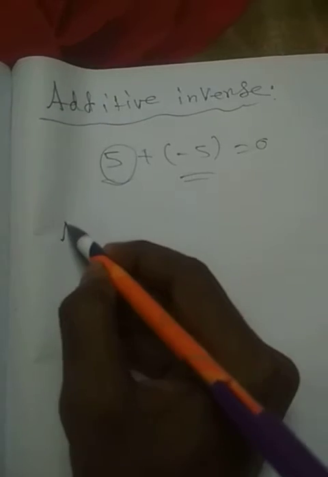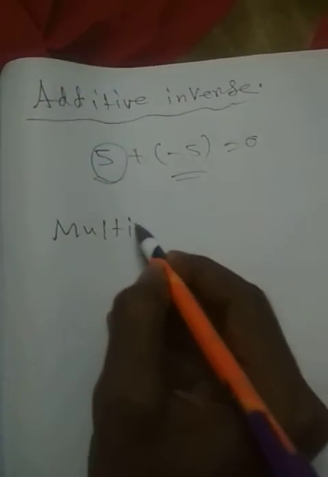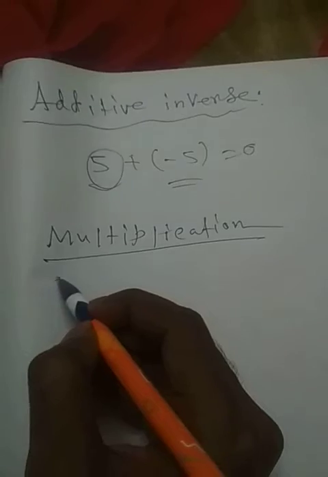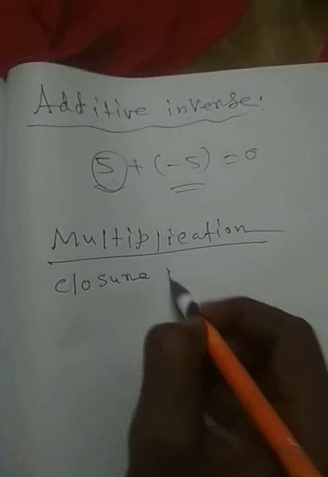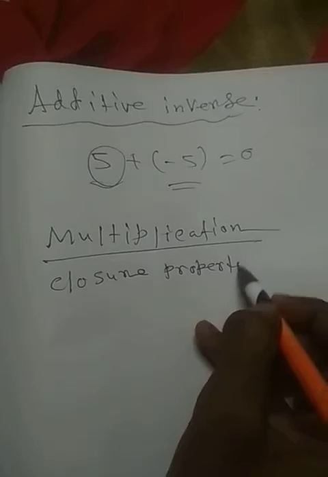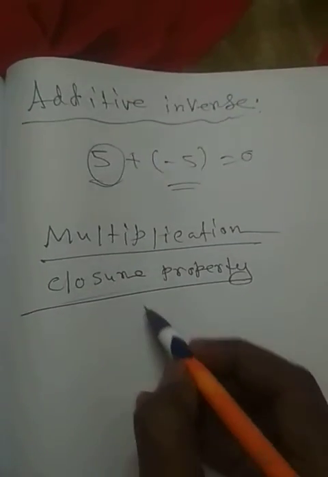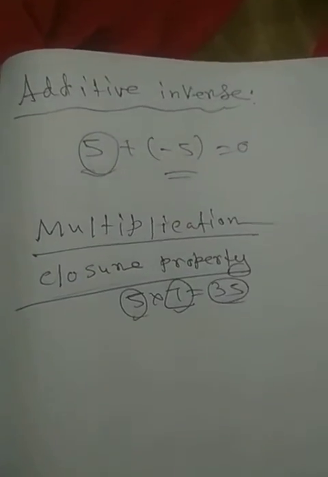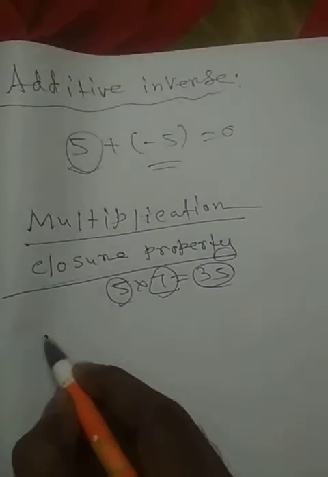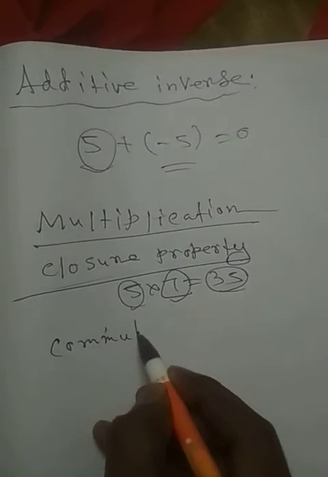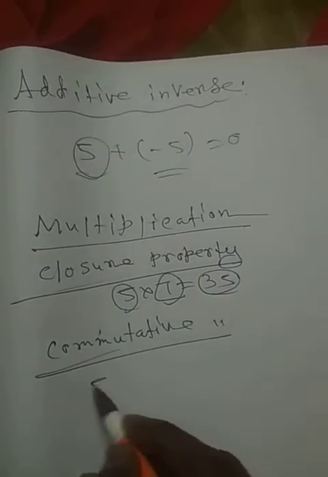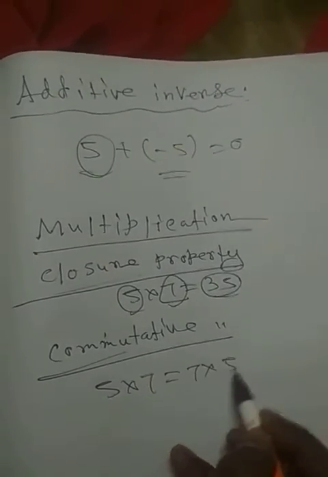And now the multiplication properties. In multiplication this also follows the closure property, because if you multiply two integers, the result will also be an integer, like 5 into 7 is 35. 5 is an integer, 7 is an integer, 35 is also an integer. Commutative property: if you change the place, 5 into 7 is obviously equal to 7 into 5.